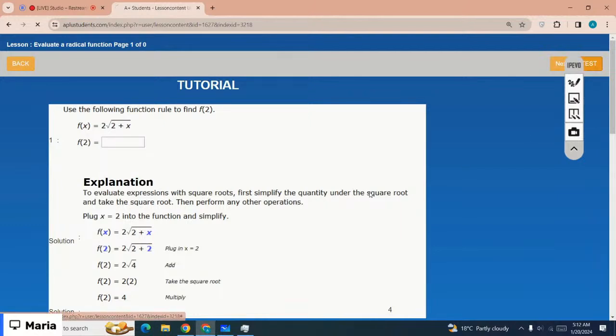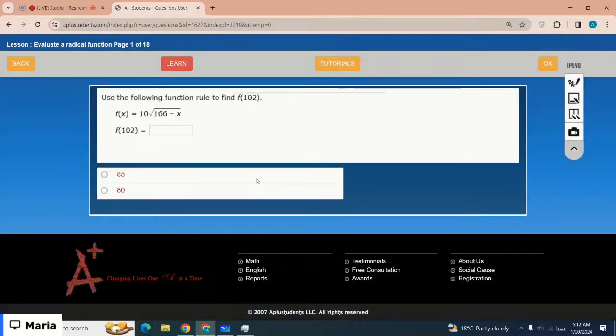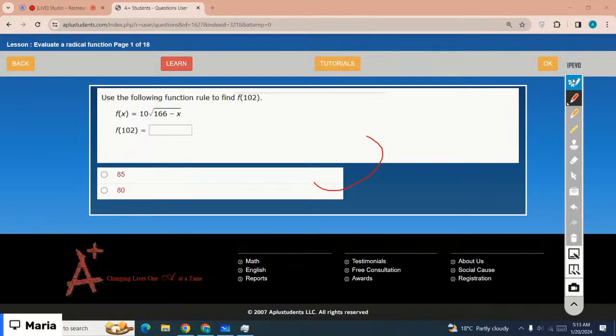Let's start with the test questions. Solve the following equation rule to find f of 102, right? So you have to evaluate for f of 102. The function is f of x equals 10 square root of 166 minus x, right? You can replace all the x with 102. So 10 square root of 166 minus 102. So just evaluate, that is f of 102.